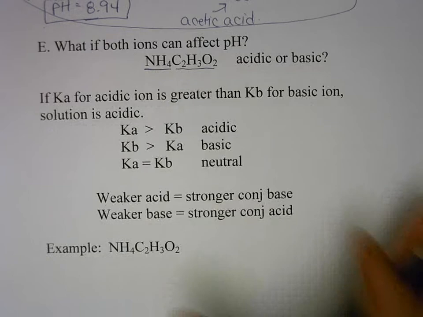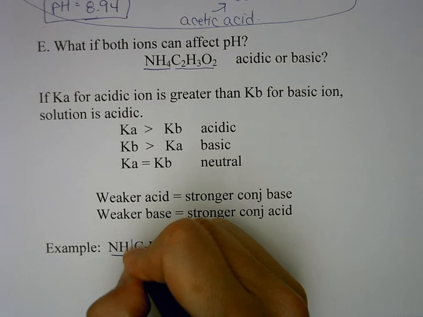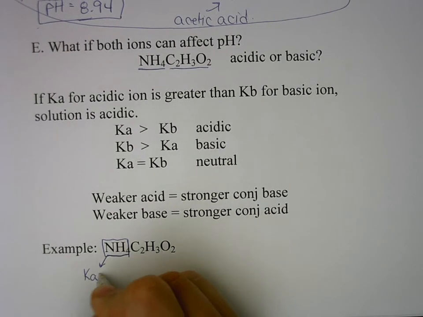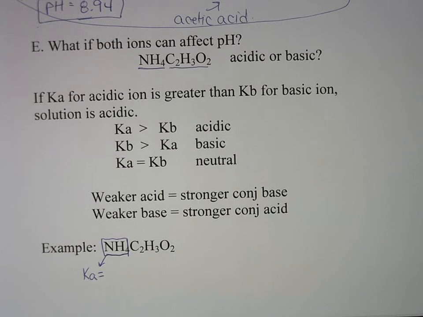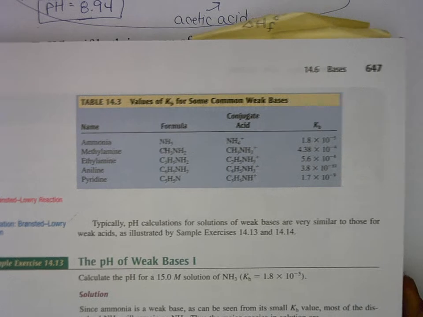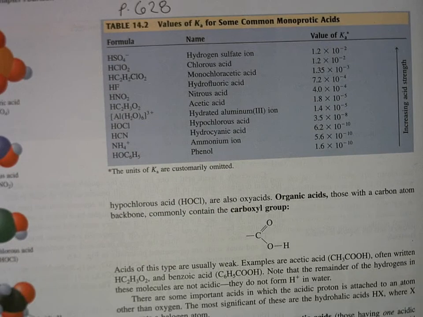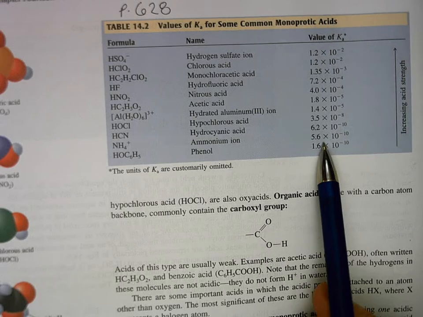So what you want to do is look at each ion separately, and for the acidic one, look up the Ka value. So for NH4, oh wait a second, wrong chart. There's a chart that has your Ka values, and NH4 is actually on there. Here we go. NH4 has a Ka value of 5.6 times 10 to the negative 10.